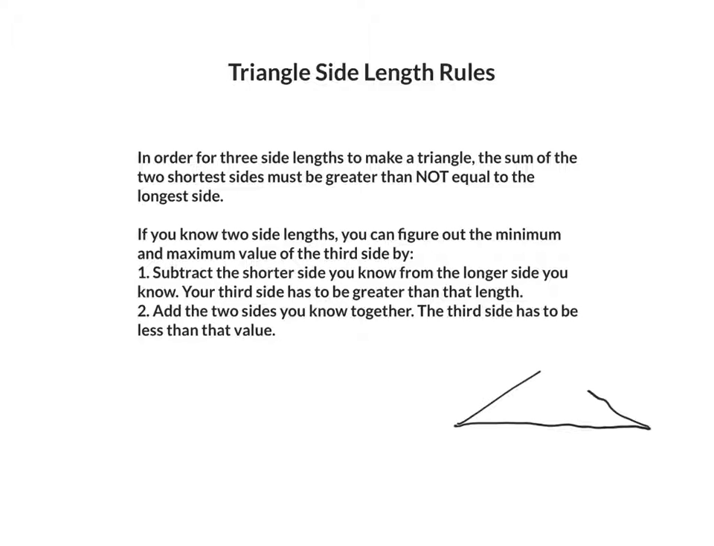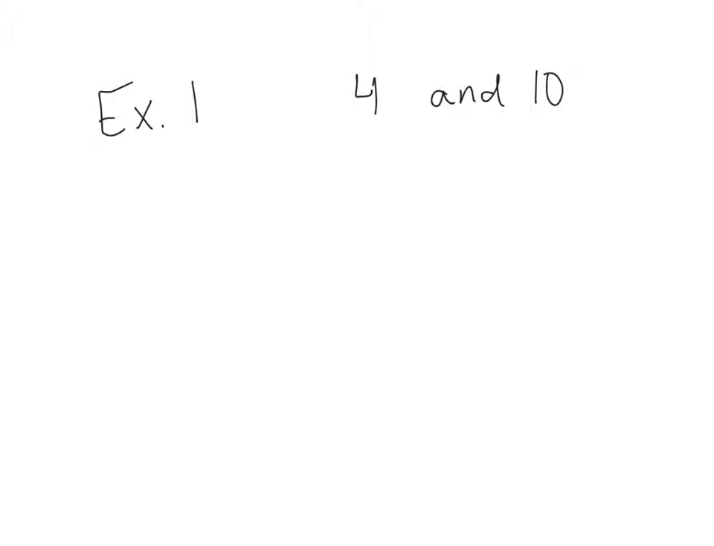Let's do a couple of examples together to demonstrate this. So here I have 2 side lengths of a triangle are 4 and 10. I want to know what the minimum value the third side can be and what the maximum value the third side can be. So to find the minimum, I'm going to subtract 10 minus 4, which is 6. So I know that my third side has to be at least 6.